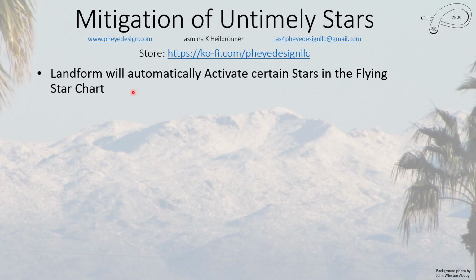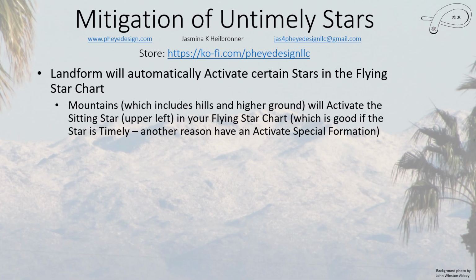Now, landforms are not unimportant. Landforms will automatically activate certain stars in the flying star chart. Mountains, and the Chinese character for mountains also refers to hills or even higher ground that is higher than where your house is built. They will activate the sitting star, which I've never seen in any other place but the upper left star in your flying star chart.